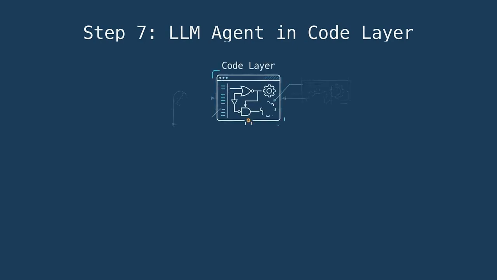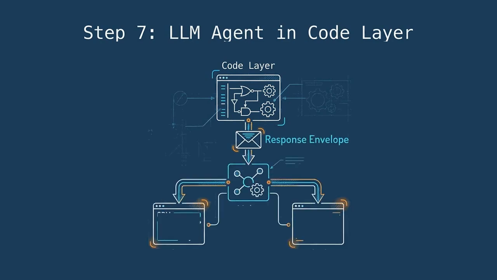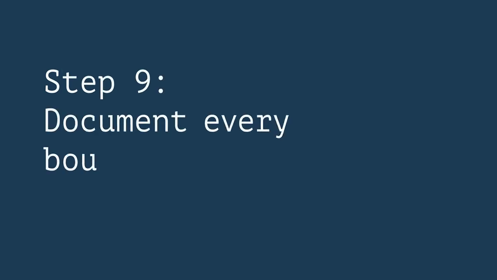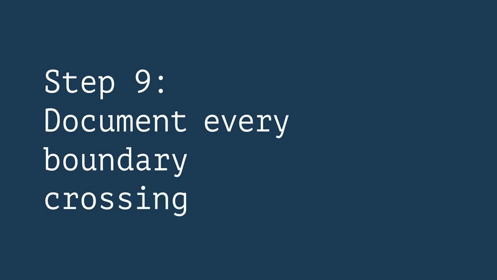Step 8. After code execution, return a standardized response envelope back to Make, which then writes final outputs to HubSpot, Slack, or Airtable using native modules. Step 9. Document every boundary crossing in a shared Notion runbook: what enters the code layer, what exits, and the expected schema at each handoff point.